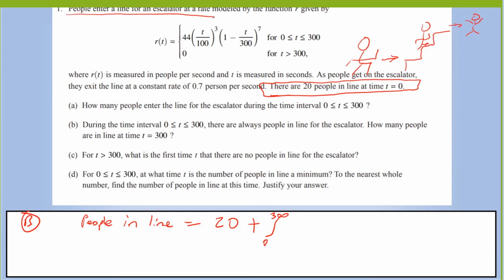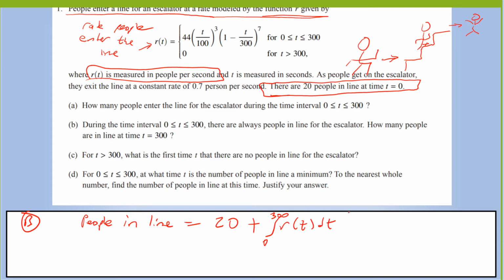People are entering. I just realized this is actually cut off for you guys, isn't it? You can't see the top line, can you? Top line says people are entering the line for an escalator at a rate modeled by the function r, which is given here. So this is RT is measured in people per second, is the rate people enter the line. Okay, so this should be RT in terms of time. I've got some people that were already in line.